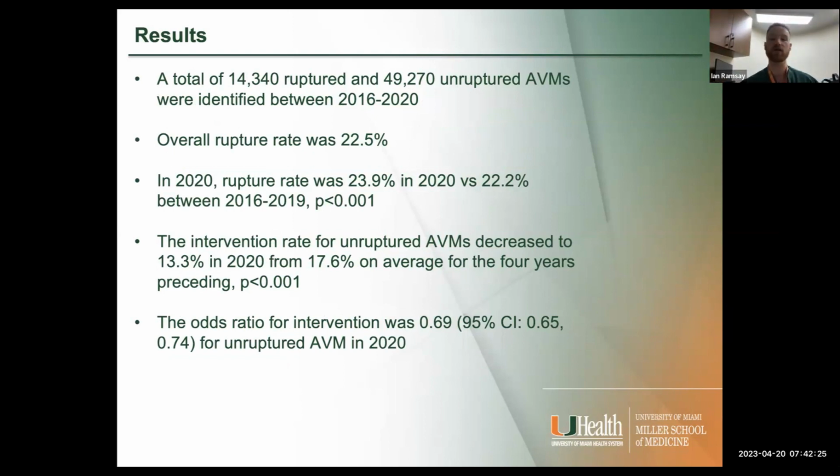And the rupture rate in 2020 was higher, about 24 versus 22 between 2016 and 2019. And the intervention rate in 2020 was also much less, 13.3 versus about 18% over the 4 preceding years. And the odds ratio for intervention was 0.69 for 2020, which was statistically significant.